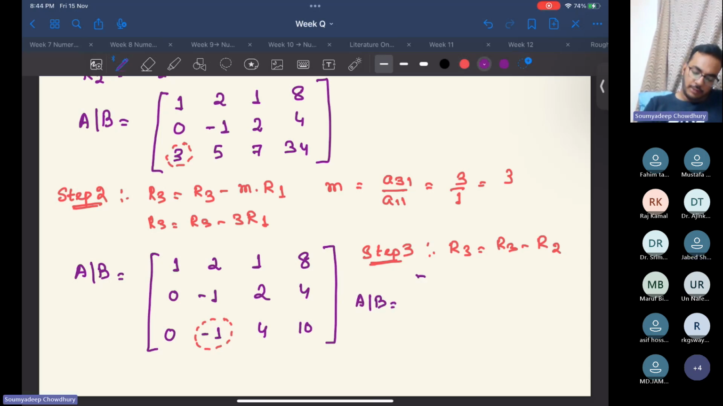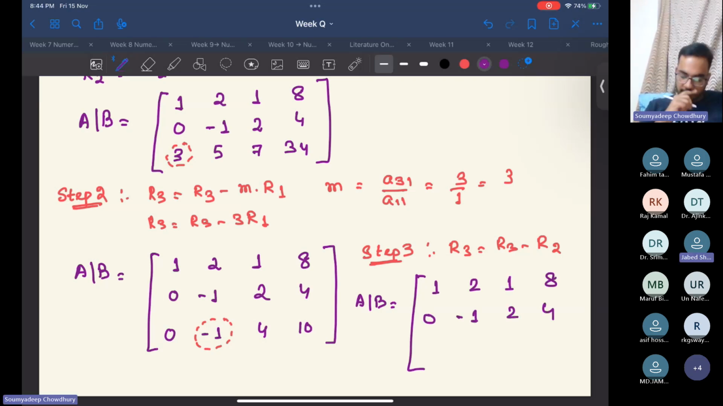So can you tell me what will be the new matrix, the third row? 0, 0, 2, 6. Is it minus 2 or 2? Sir, 2 and 6. Yes, yes, sir.